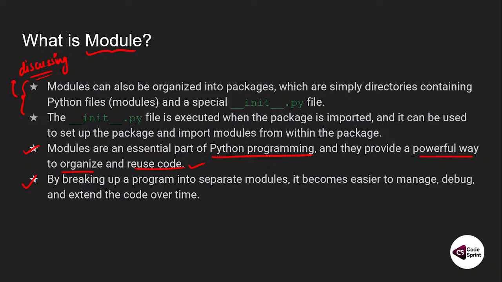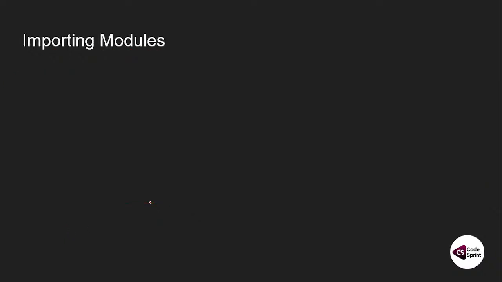Now, the second point is that by breaking up a program into separate modules, it becomes easy to manage, debug, and extend the code over time. So it is simply saying that by breaking up the code, we can manage it easily, debug it easily, and extend the code over time. Now let's see the important part of the module.